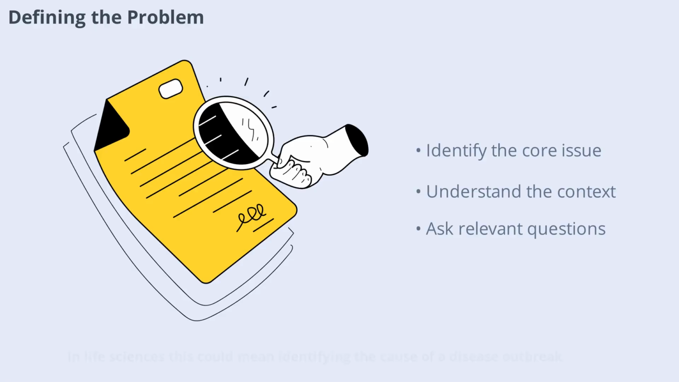Every scientific journey begins with a clear definition of the problem. In life sciences, this could mean identifying the cause of a disease outbreak, understanding why a species is declining, or figuring out how to improve crop yields. Defining the problem precisely helps researchers focus their efforts and resources efficiently.